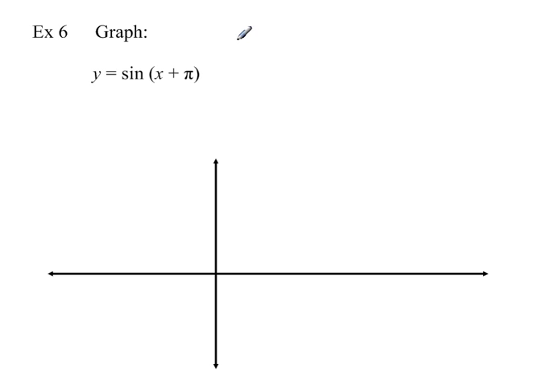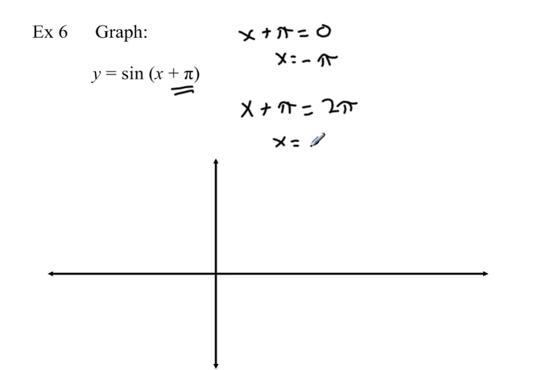And what we do is we say, okay, we need to find our new starting point. We know this is going to give us a horizontal shift. So I'm going to set x plus pi equal to 0, our regular starting point, and x plus pi equal to 2 pi, our regular ending point. If we solve this first equation for x, we get x equals negative pi. And if we solve this one for x, we get x equals pi.